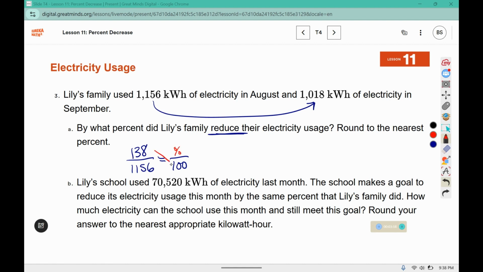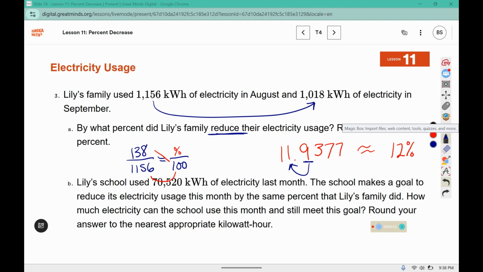To solve for the percent, we'll cross multiply and divide. So 138 times 100 divided by 1,156. And it does say round our percent to the nearest percent, which is a whole number. So it comes out to 11.93, and the decimal keeps going. But if we round to the nearest percent, that is 12%. The 9 makes the 1 go up to a 2.